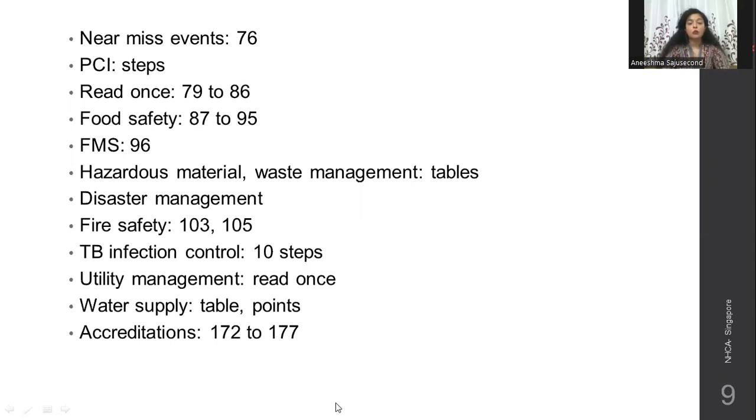Per OPD visit, how many liters of water is required. Per IPD visit per day, how many liters of water is required. A table is given that you have to be thorough with. Okay, the water requirement table. Then accreditations from 172 to 177, all the accreditations: JCI, NABH, NABL, ISO. Be thorough with that.